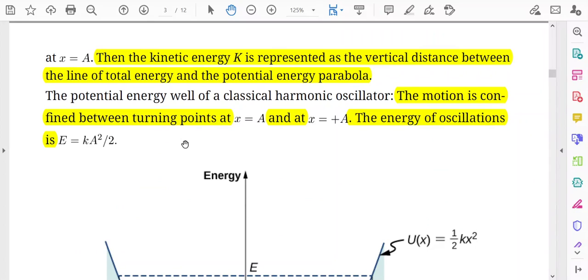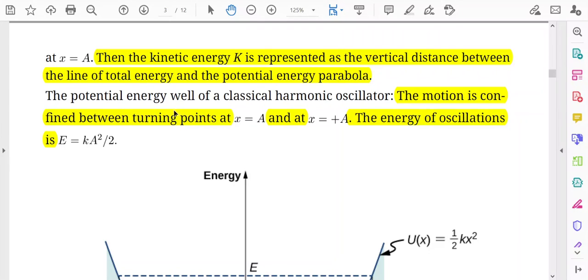The kinetic energy K, as I have already told, can be represented as the vertical distance between the line of the total energy and the potential energy parabola. So with this you can find the value of the kinetic energy.